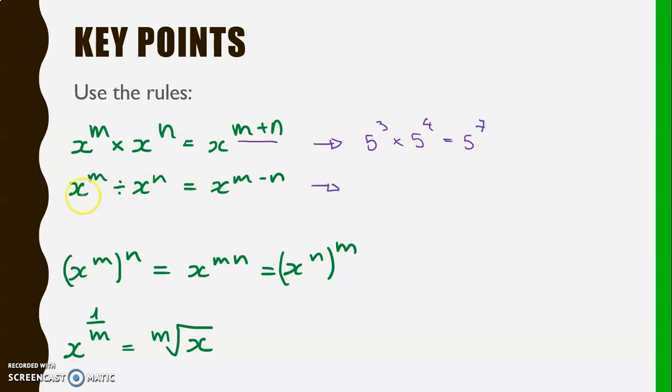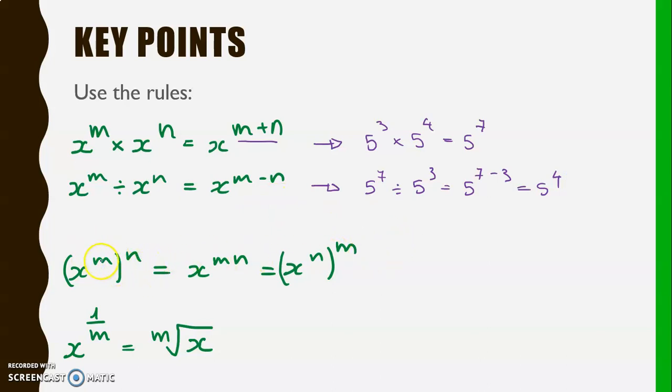In the second one, we need the same base and division. When we have this situation, we subtract the powers. So 5 to the power of 7 divided by 5 to the power of 3 is the same as 5 to the power of 7 minus 3, which is 5 to the power of 4. So that's how we apply the second one.